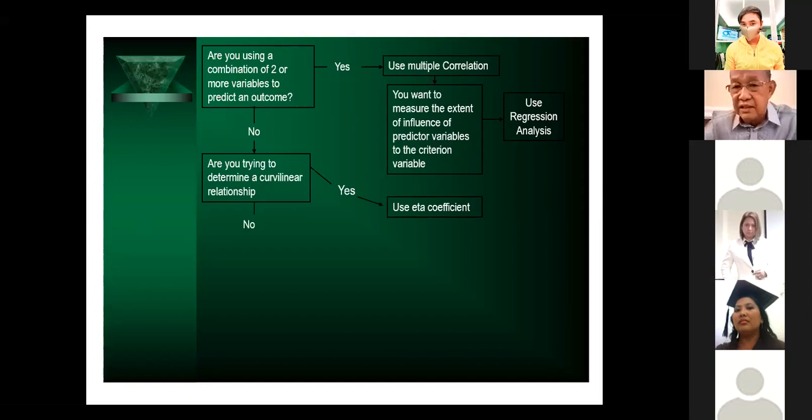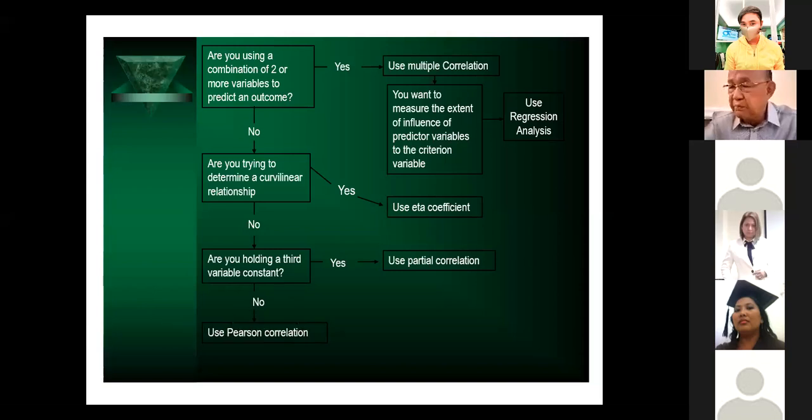Otherwise, if your answer is no, aba plain and simple ang suggestion niya. Are you holding a third variable constant? In other words, meron ka bang gustong i-partial out? No? Then use, if your answer is yes, use partial correlation coefficients. Otherwise, sabi ni Vocal, simply use Pearson r. Oh, kita nyo? Very simple, no?